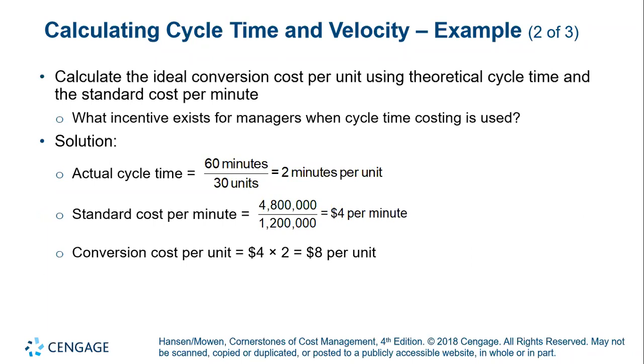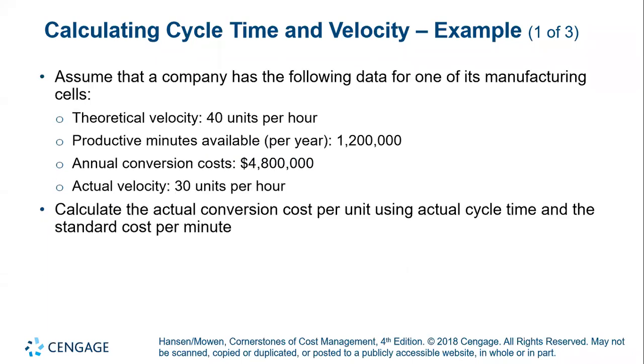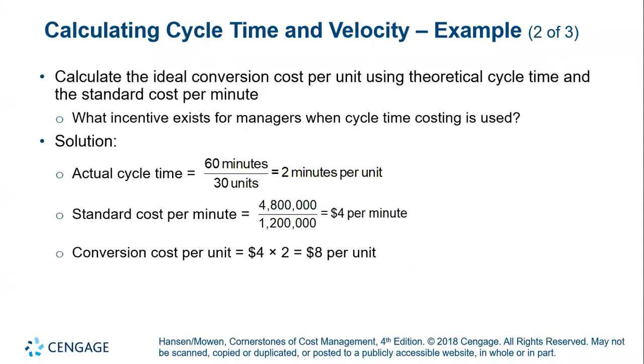The standard cost per minute is given by dividing 4.8 million, that's the actual conversion cost, by the productive minutes available per year, that's 1.2 million. So that gives $4 per minute. The conversion cost per unit is equal to $4 per minute multiplied by 2 minutes per unit. This time we are using the actual cycle time.